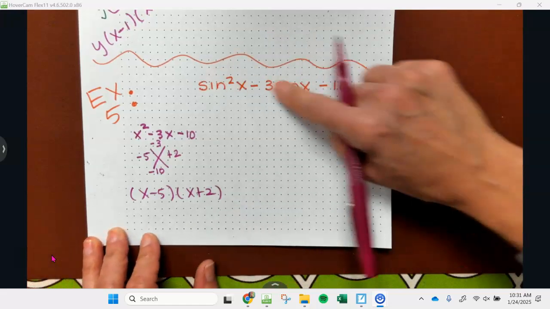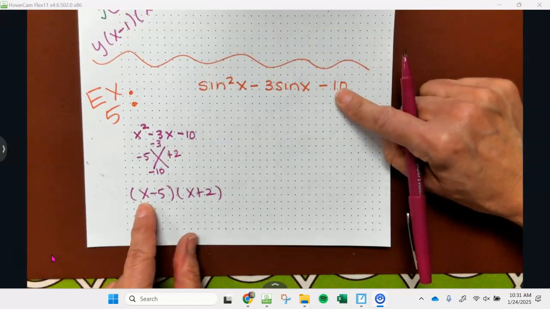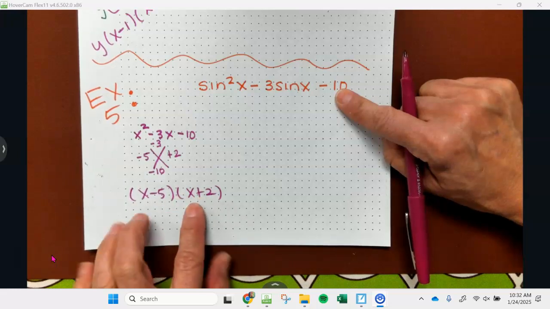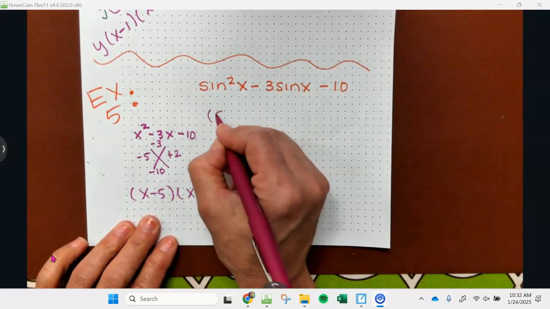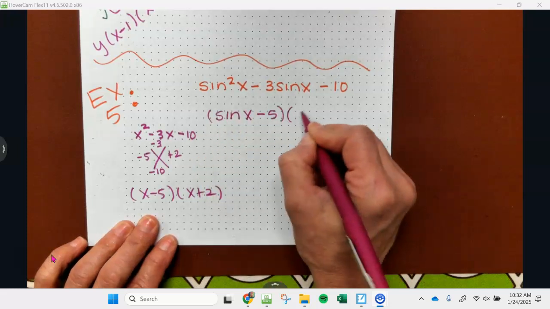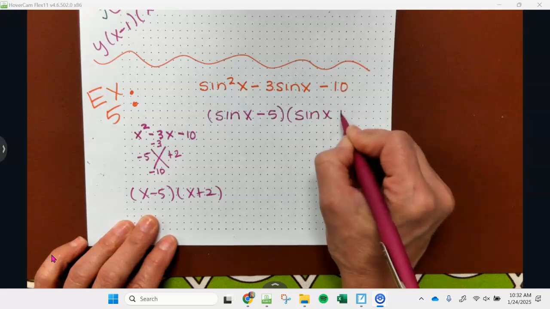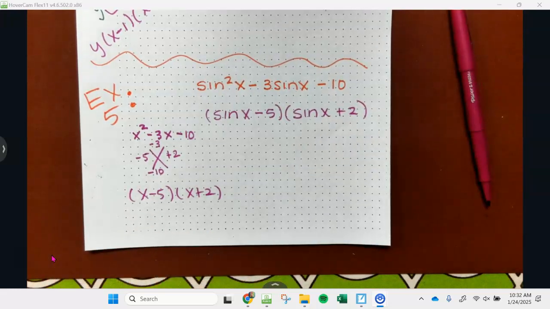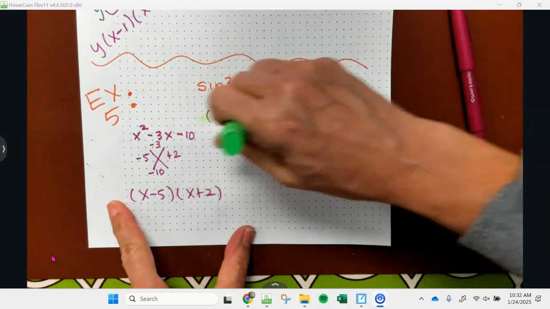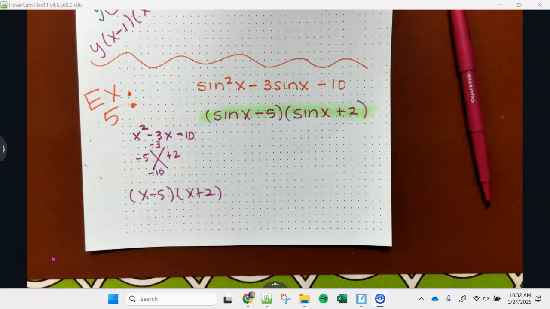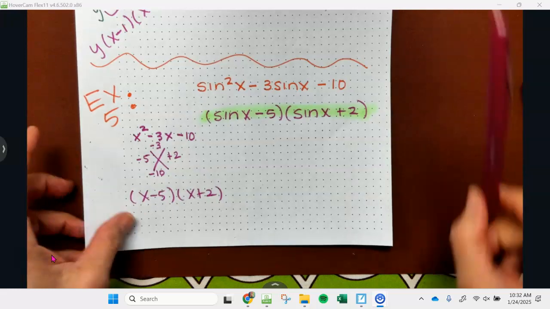It's going to look pretty much the same. I'm just going to have the sine written in front of these x's. So this is going to be sine x minus 5 and then sine x plus 2. And that's going to be completely factored. All right, let's look at one more example.